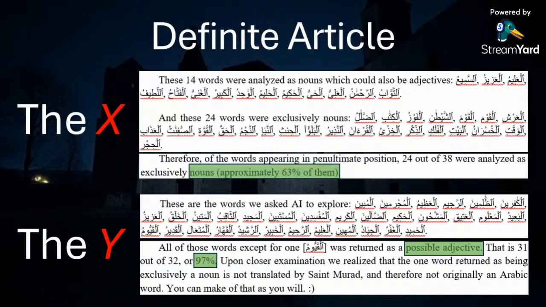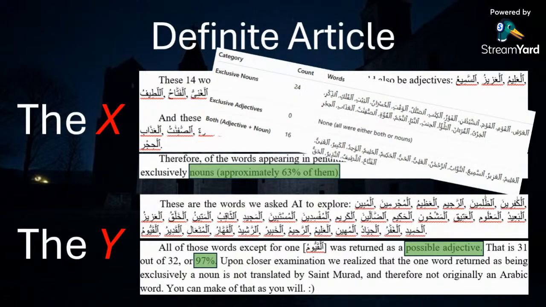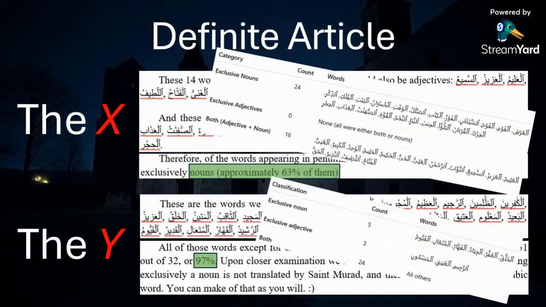For now, we have used AI and we have double checked with AI with different results, but directionally correct. The ones in the penultimate position are for the most part exclusive nouns, so they could not be in the final position because it would look very weird. If they were in the final position, you know it's a name of Allah, you know it's a noun. But when we look at the final position, the overwhelming majority of those are not exclusive nouns. So you make of that as you will.